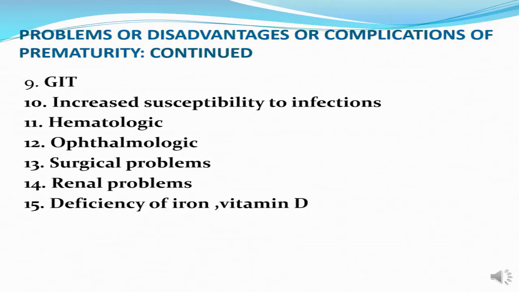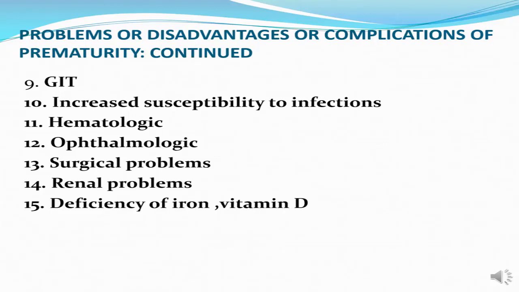The other problems include GIT problems. They have poor tolerance to milk, especially the standard formula, and especially the lipid part of it. They can have vomiting, abdominal distension, paralytic ileus, or even necrotizing enterocolitis as a complication of prematurity, which is dangerous and associated with high mortality and morbidity. Increased susceptibility to infection because of impaired cell-mediated immunity and low immunoglobulin level, and these immunoglobulins come from the mother through the placenta in the last trimester. Hematological problems include anemia, which could be early or late, and jaundice.